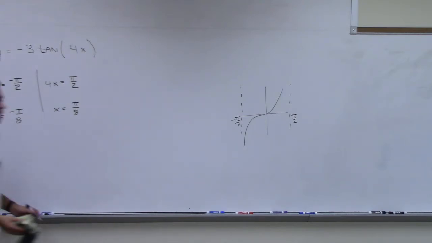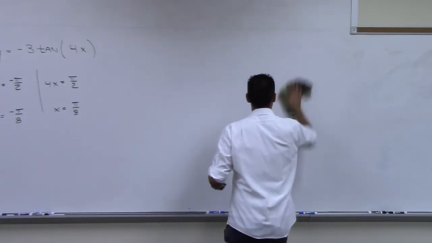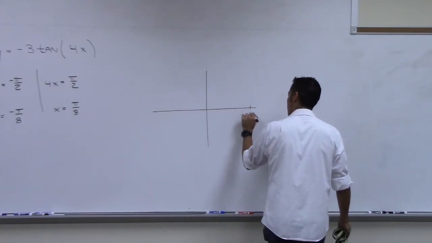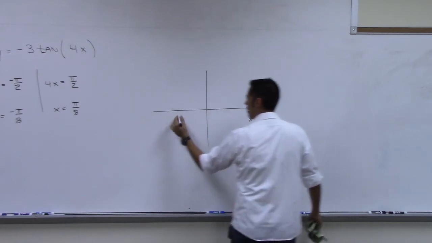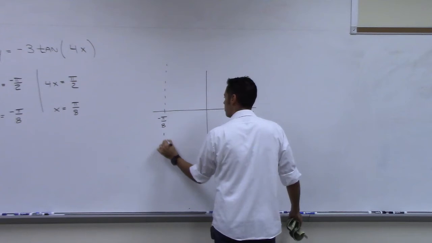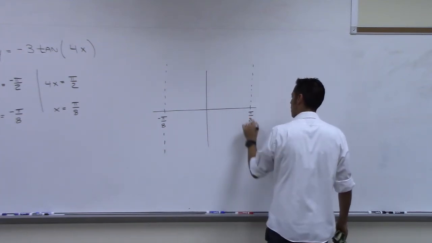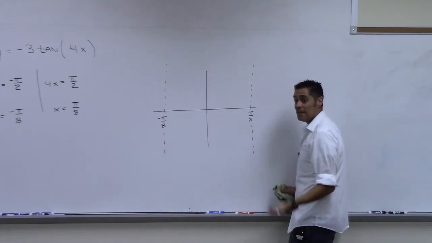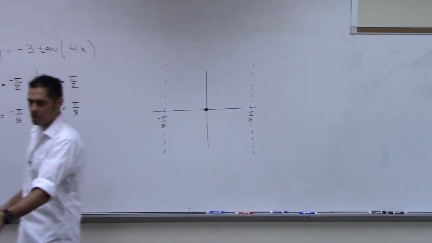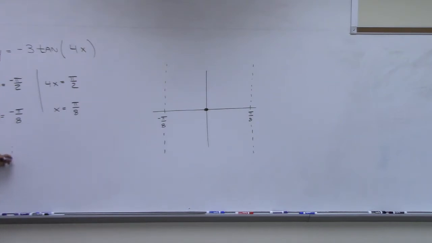Now, I'm going to draw a graph. All I have to do is put pi over 8 here. Negative pi over 8 would be on the other side. I'm going to draw myself two vertical asymptotes here. Right in the middle of them, I'm going to put a dot. And then I'm supposed to draw this thing that looks like that, right? But I have a negative here.